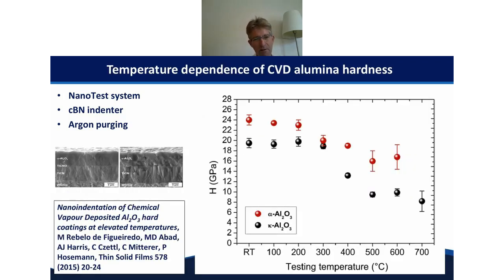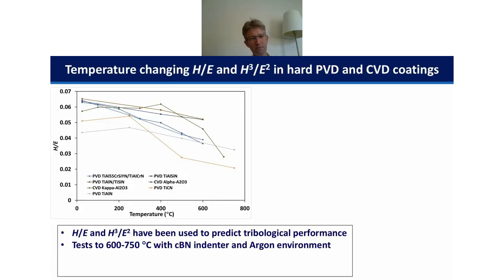Another application area where it's been used is looking at thicker CVD coatings. This is some work by UC Berkeley. Here they were looking at 2 different alumina top layer compositions, the alpha alumina and the kappa alumina. What we can see here is that there is a relatively complicated temperature drop in hardness, but nevertheless the kappa alumina remains softer throughout that temperature range.